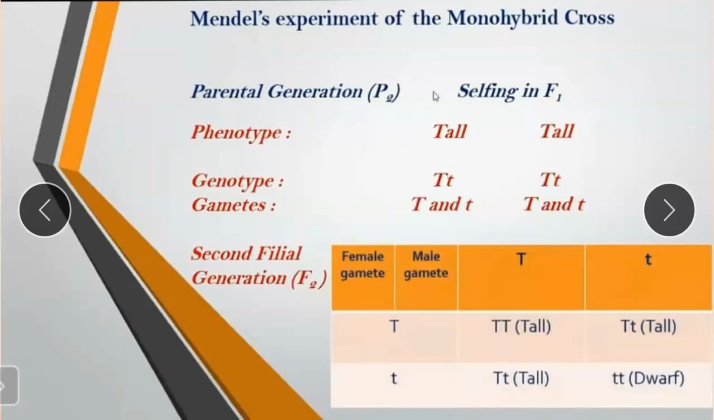So for the conditions, what we have seen in the F2 progeny, that when the two tall plants were crossed with self, then what are the genotypes here? That is capital T and small t. So what gametes have we seen? Capital T, small t, and capital T, small t. When they are fused together, we got three tall plants. See in the picture, we have got three tall plants and one dwarf plant. Okay, three tall plants and one dwarf plant.